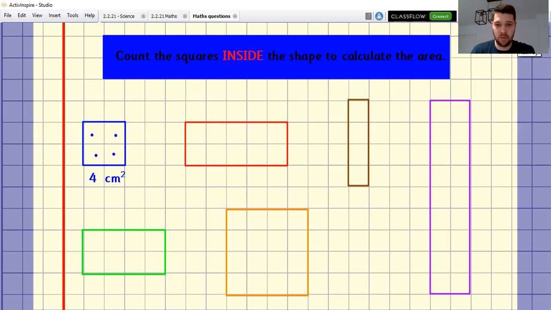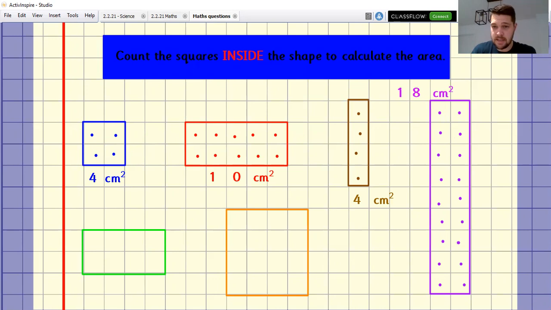So 4 centimeters squared, 10 centimeters squared, 4 centimeters squared, because this is 2 by 2, but this is 1 by 4. And then we have 18 centimeters squared, 8 centimeters squared, and finally we have 16 centimeters squared. Well done if you answered those accurately. Let's move on.